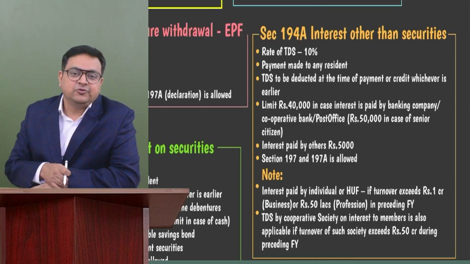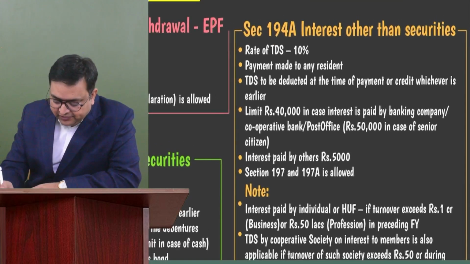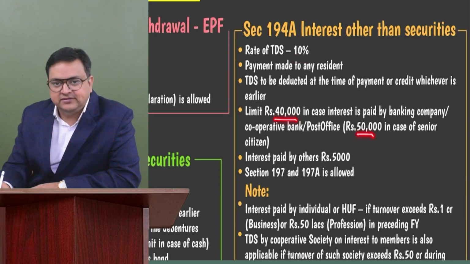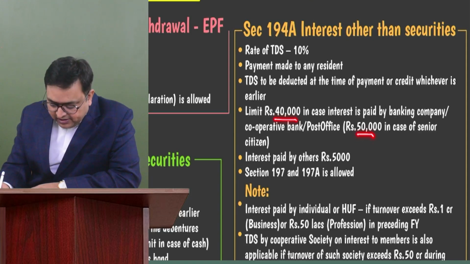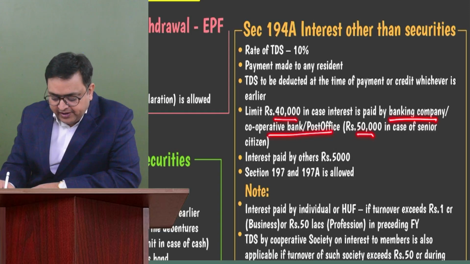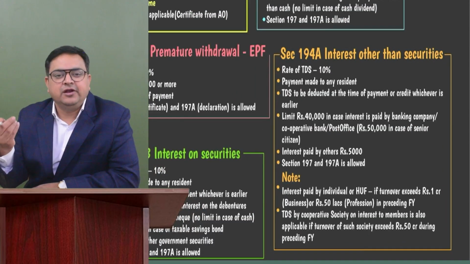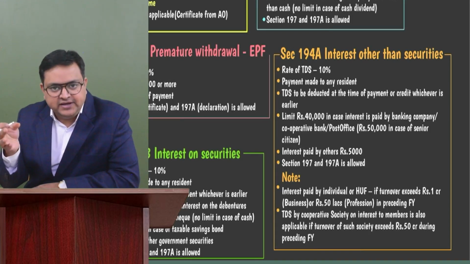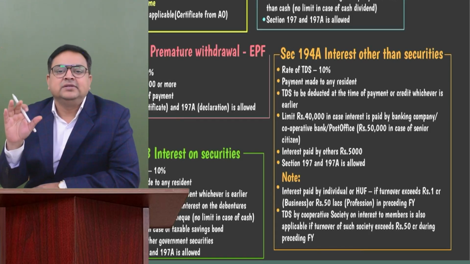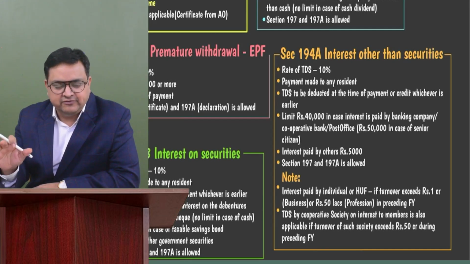In case the person who is receiving it is a senior citizen, then 50,000 rupees. So please remember the rate of TDS is 10% in case of interest other than securities, 40,000 rupees or 50,000 rupees as the case may be if the assessee is a senior citizen. So for interest which is given by the bank, post office, or a cooperative bank. Got it? If interest is paid by others, let's say you have given a loan to a partnership firm, you have given a loan to somebody else, and they are giving you interest, then the threshold limit would be 5,000. Rate of TDS would be 10% again. The threshold limit is 5,000.